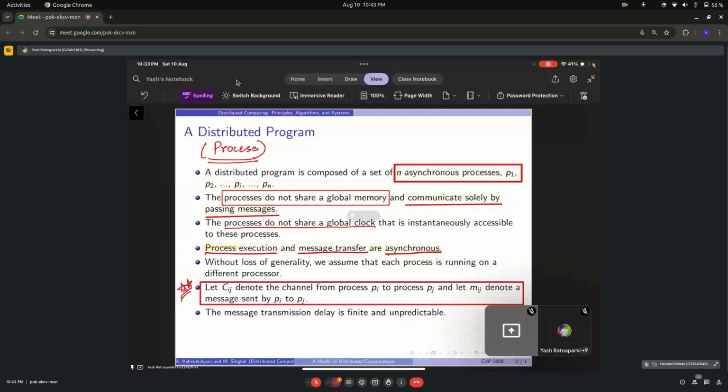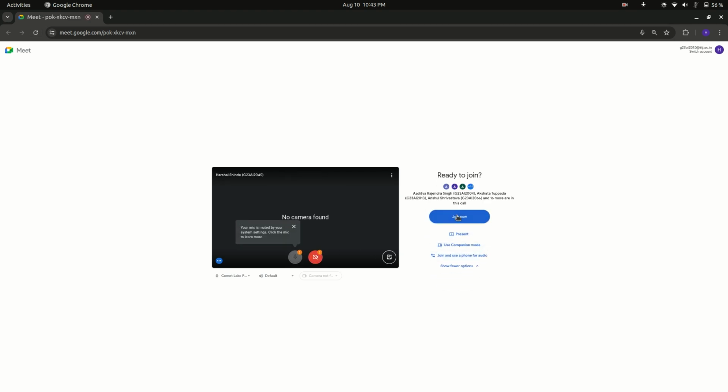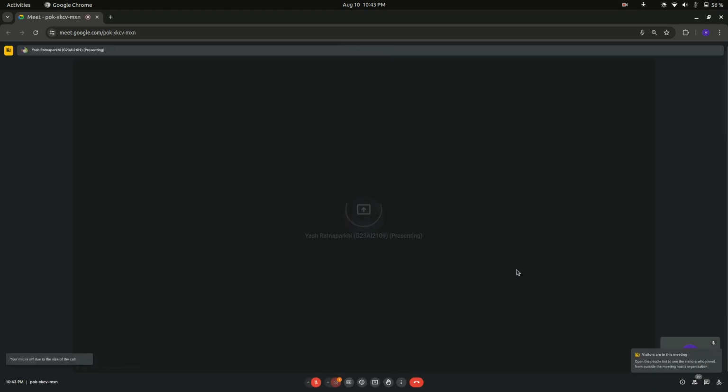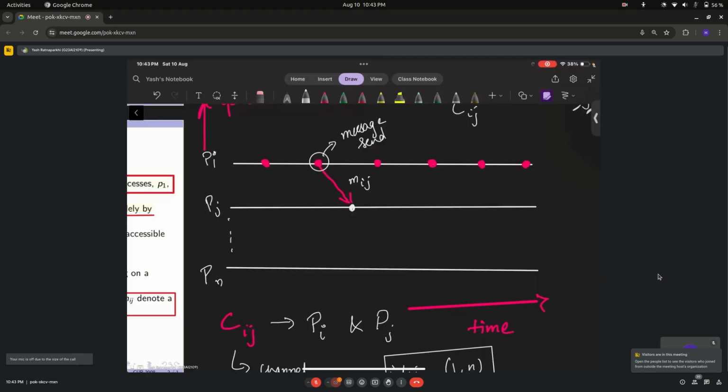If you see this, what is this event doing? Send event. Why? Because this particular node is doing the work of sending the message. Clear? What is this node doing? Can anyone tell?